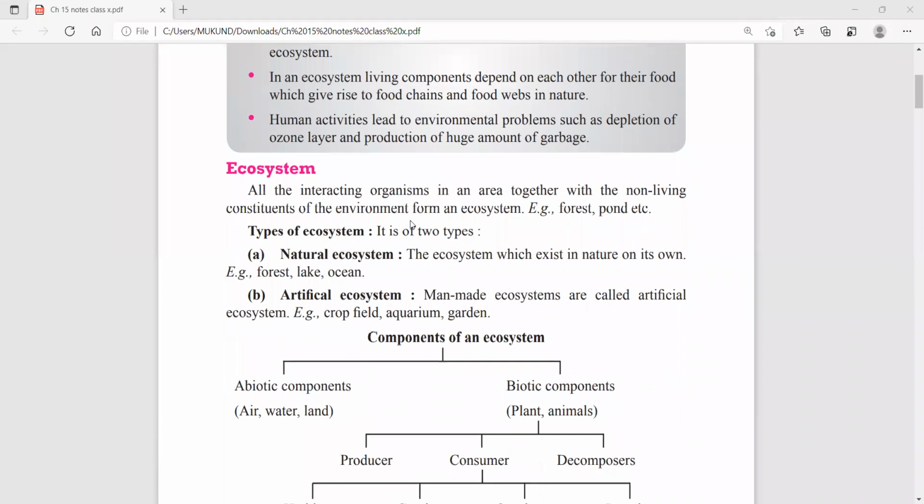So what is a natural ecosystem? And what is an artificial ecosystem? Natural ones exist within nature, and artificial ones are made by man. For example, an aquarium or a park. Yes, you need to remember that a crop field also is an artificial ecosystem. Why are we saying crop field is also an artificial ecosystem? They are man-made. They are not naturally made.